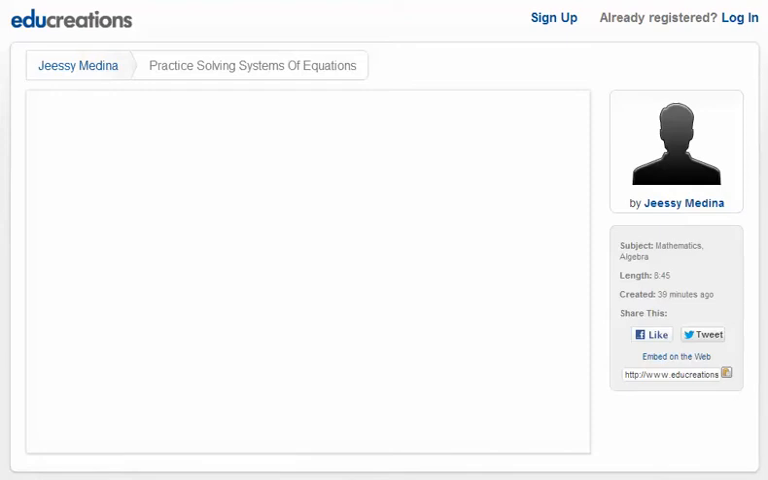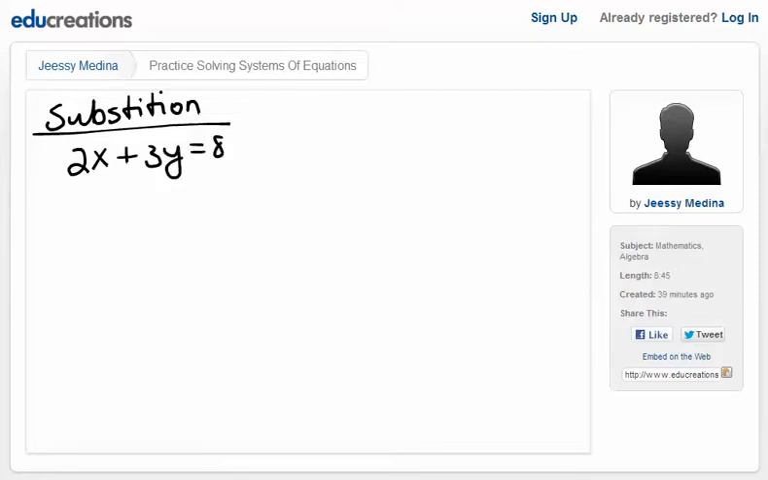Alright, now we're going to show you the system of substitution. To me, honestly, substitution sometimes is just a little bit easier. So let's say, for example, we have 2x plus 3y equals 8 and x minus y equals 2. How can you do this with substitution?